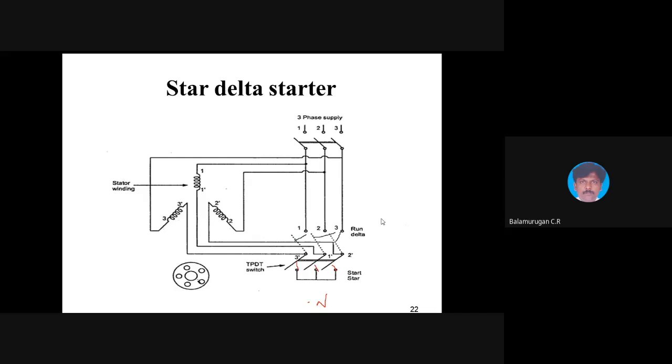In the star-delta starter, instead of x squared we'll have 1 by root 3. Are you clear? Any doubt? Are you clear with these four starters? Clear. Okay.